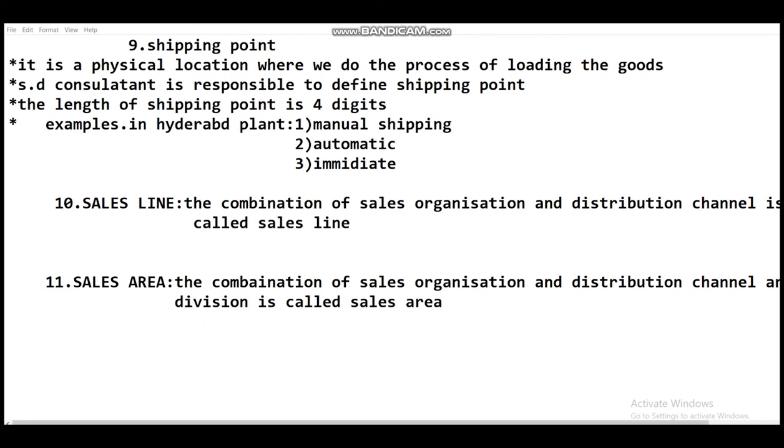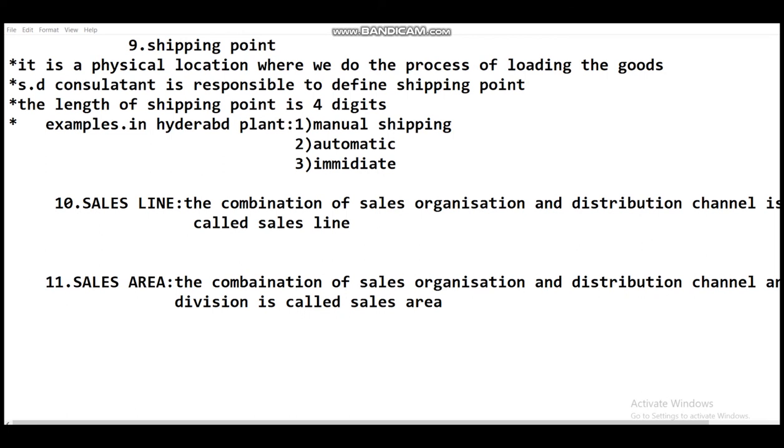So the SD consultant is responsible for defining a shipping point. The length of the shipping point is 4 digits. For example, there is a Hyderabad plant for IKEA cars. There is a manual shipping point, an automatic shipping point, and an immediate shipping point in that Hyderabad plant. What is the difference between those three shipping points?